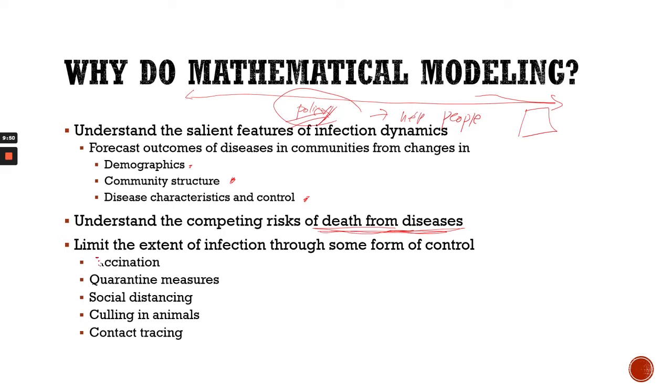Then we also want to limit the extent of infection through some form of control. Maybe if we do vaccination, yes, vaccine is very important and crucial. But for now, we don't have a vaccine yet. We're just waiting for other developed countries to release it, hopefully by early next year or in the second quarter next year. Also, we can do quarantine measures, which is what we are doing right now.